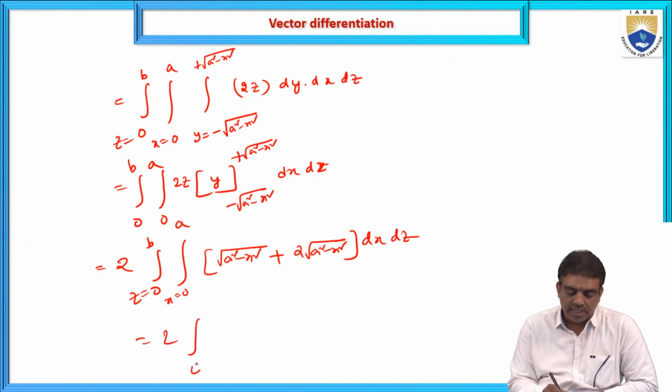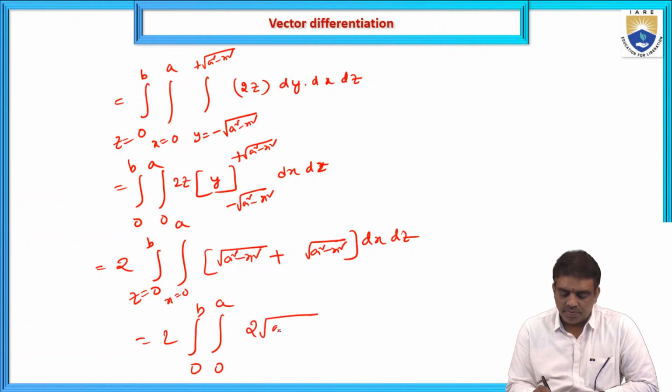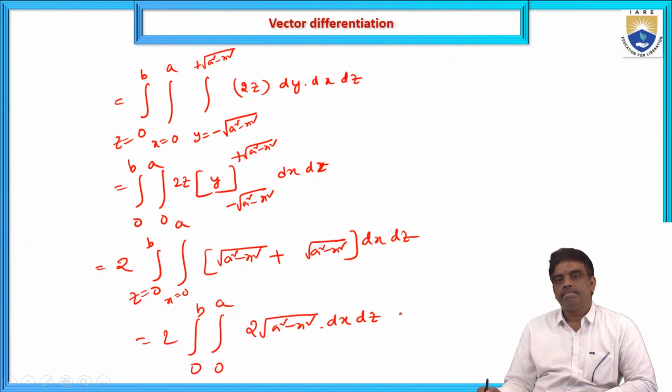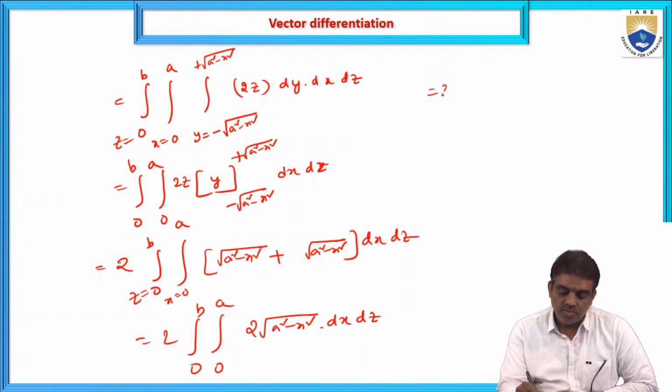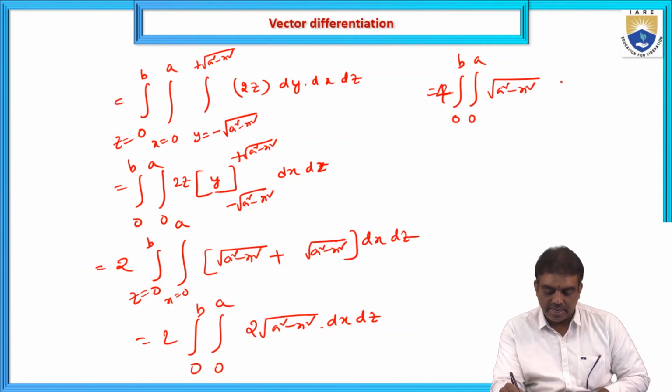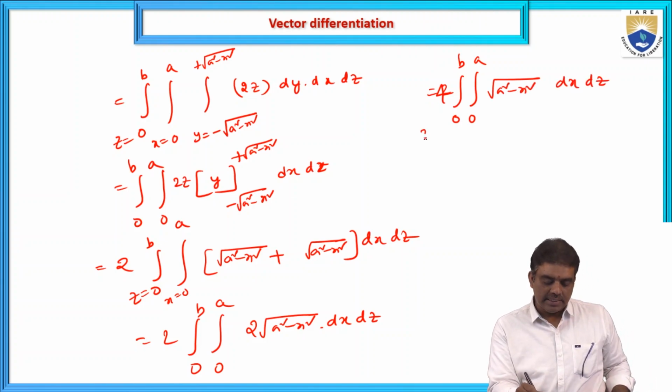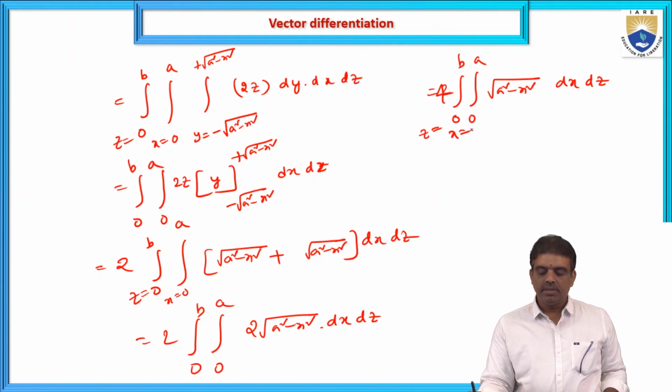This is 2 into integral 0 to b, integral 0 to a. So it is the upper limit, and the summation gives 2 into root of a square minus x square, dx dz. So this is 2 into integral 0 to b, integral 0 to a, 4 into root of a square minus x square dx dz. This is z limit and this is x limit.